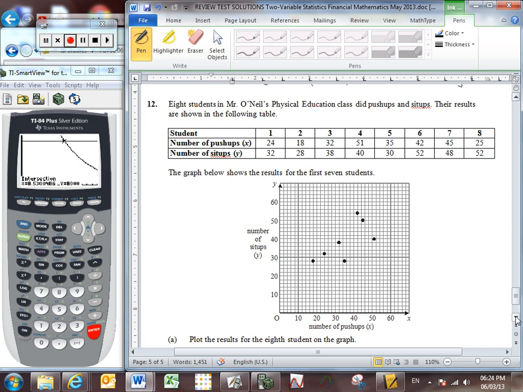So I'm just verifying. 24, 32, that's this one right here. So that's our student 1. And then 18, 28 is this kid. And then 32, 38, that's right here. 51, 40 is right there. 35, 30 is right there. Kid 6 was 42, 52.